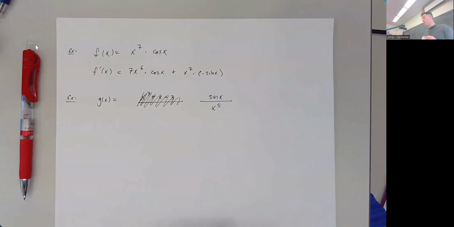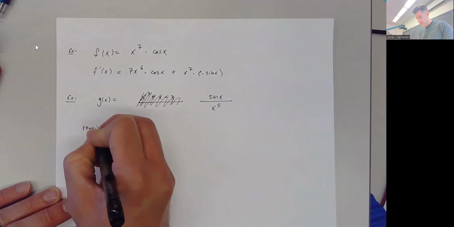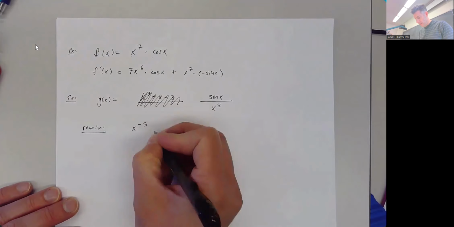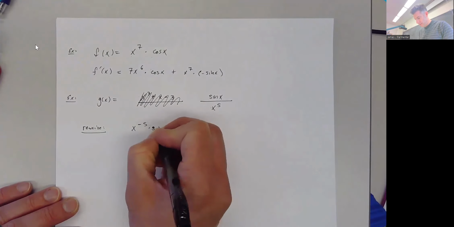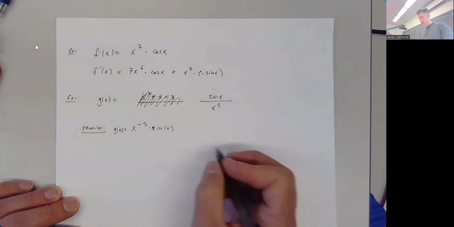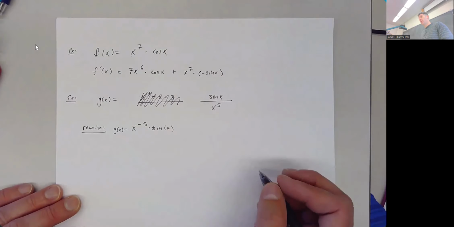And even if we have the quotient rule, I still wouldn't use it here. I would much rather first rewrite this as x to the negative 5th times sine of x. I suppose I should still say that's g of x equal to x to the negative 5th times sine of x. And then again, I can use the product rule here.